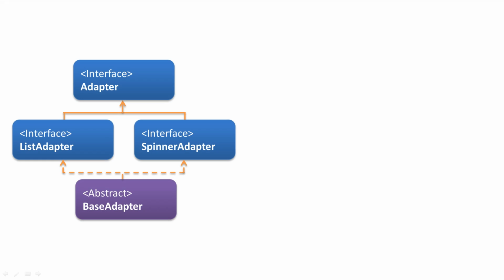Adapter interface has 10 methods that must be implemented. To make it easier to use it, base adapter is provided. Now, instead of creating a class that implements adapter, list adapter, or spinner adapter interfaces, you can simply extend base adapter and implement the specific methods for either a list view or spinner. What's more, the base adapter already provides common implementations for many of the interfaces. A great time saver. But 4 methods still need to be implemented.